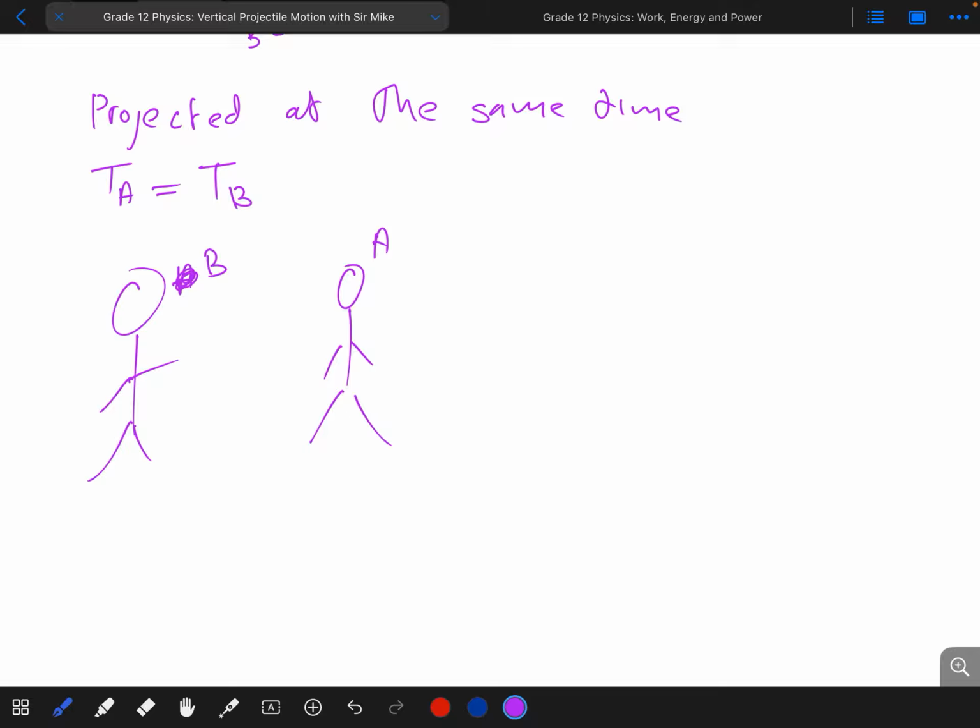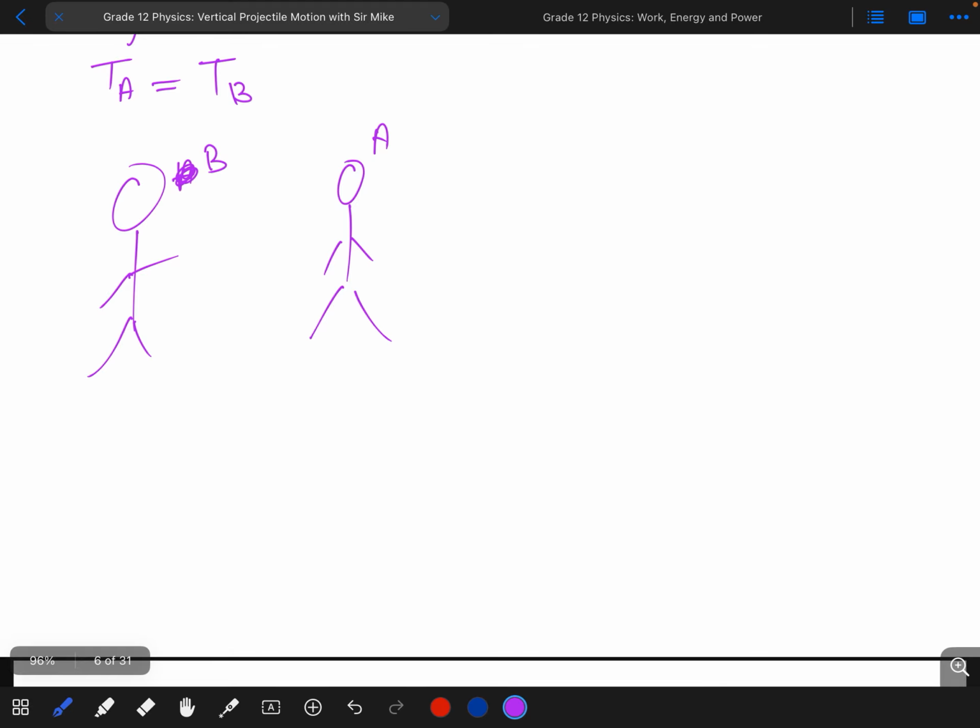or is in motion, right? So that simply means that person B's time in motion would simply be 3 seconds less. So if person A was in motion for 5 seconds, that would simply mean that person B would also be in motion for 3 seconds less than person A.